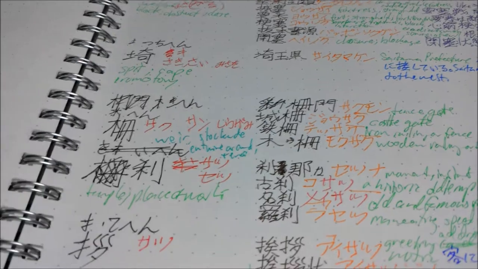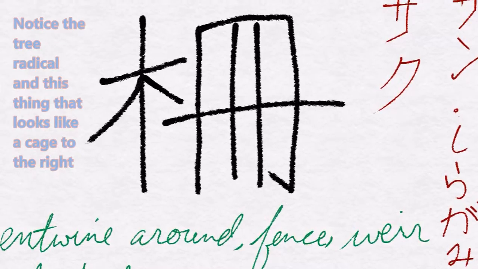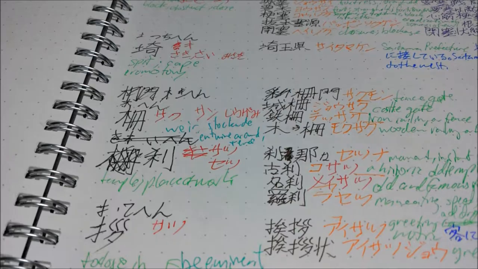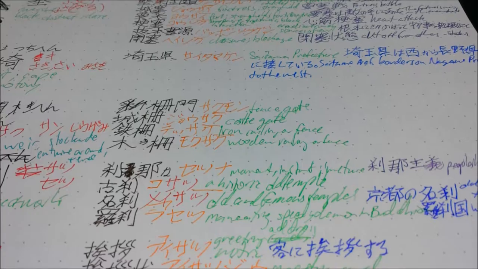All right. This guy, Saku. Okay, a wire stockade entwined around, or a fence. Basically, it means a fence. Saku is a type of fence. Couldn't find the example sentences, but Sakumon, Shosaku, castle gate. Sakumon's a fence gate, Tessaku would be an iron fence, whereas Mokusaku would be a wooden fence. Pretty straightforward.